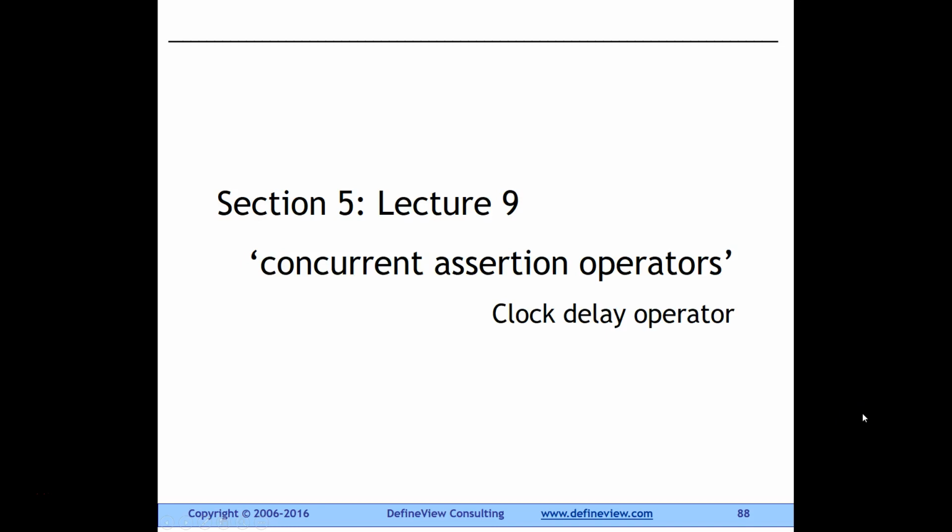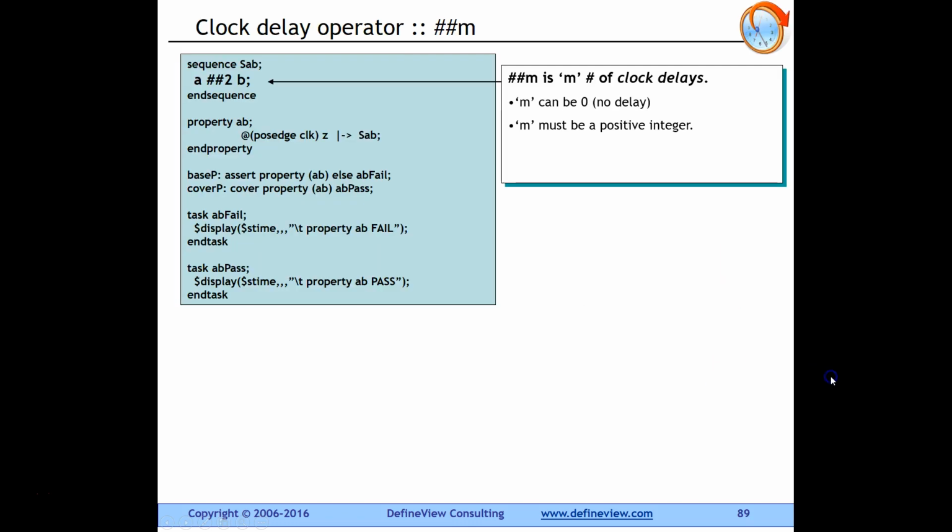Starting this lecture, we will see all the concurrent assertion operators. These are the operators that pretty much make up the bulk of the language, and there are quite a few of those. We will look at those mostly in single lectures, or maybe a few of them combined in a single lecture. So let's start with the clock delay operator that we have actually seen a few times.